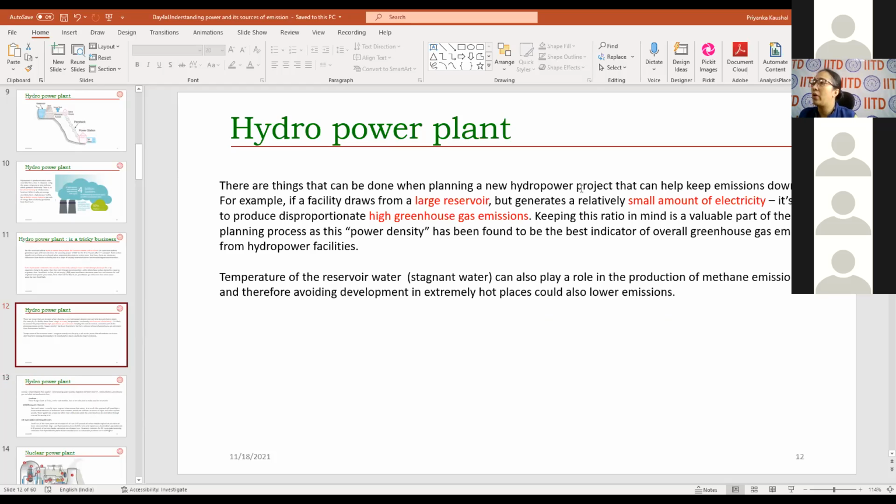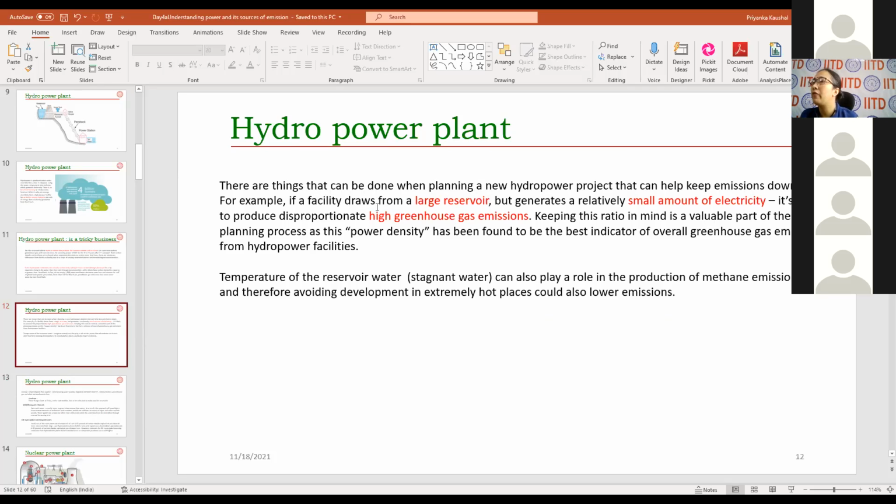And it all depends upon meteorological conditions, as I told you, because the operation part, try and understand, the operation part is green. There's no doubt about it. But before that, it is the storage part that can take you to the green part, or it can take you to the red part, where you are a net carbon emitter, or the net GHG emissions are higher. So the planning of a hydropower plant is very important, how you are doing it. So look at it. It says that there are things that can be done when planning a new hydropower project that can help keep emissions down.